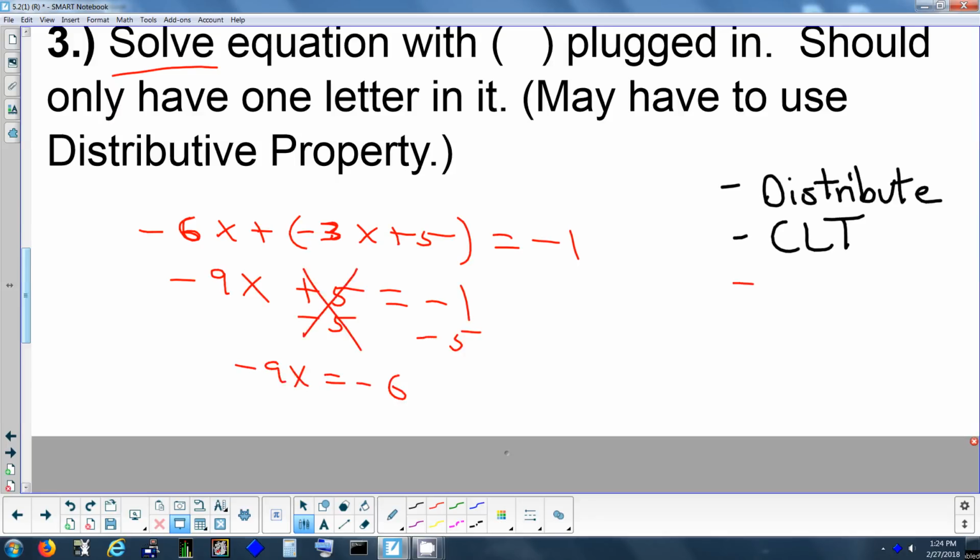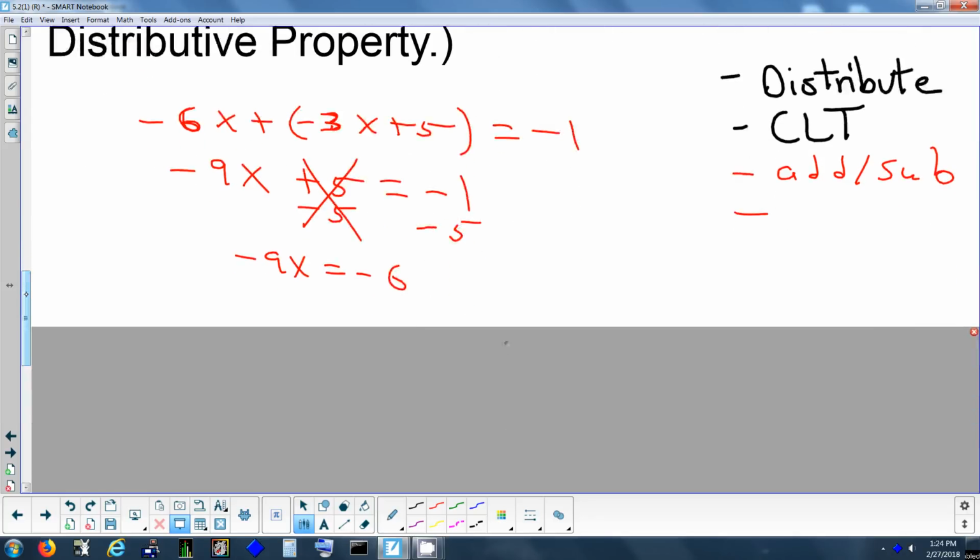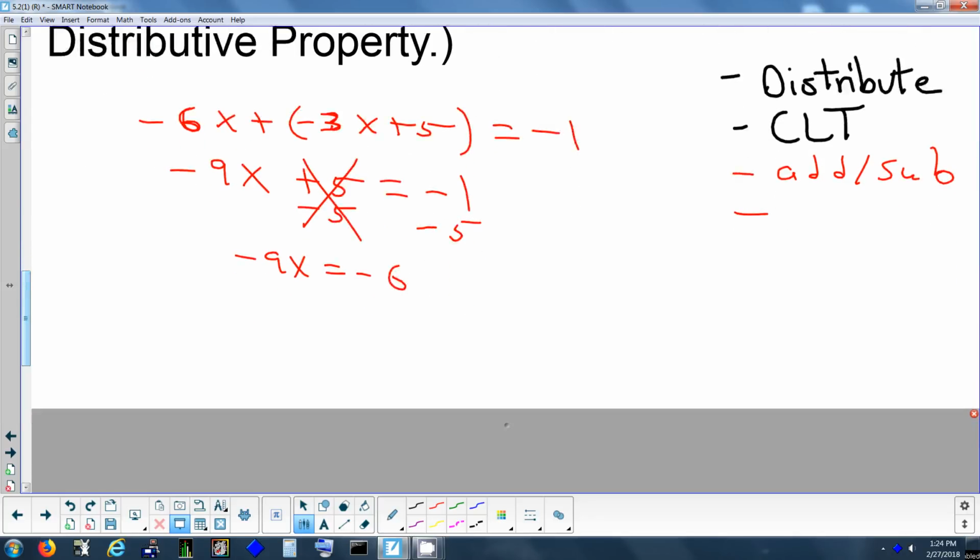So what was the next step we just did? Divide. Well, what did we just do right here? Subtract. So you either add or subtract. And you guys, for what we're doing with substitution, it's always going to be these steps. You may not have to do all of them, but this is kind of like a checklist to follow to get you through it.